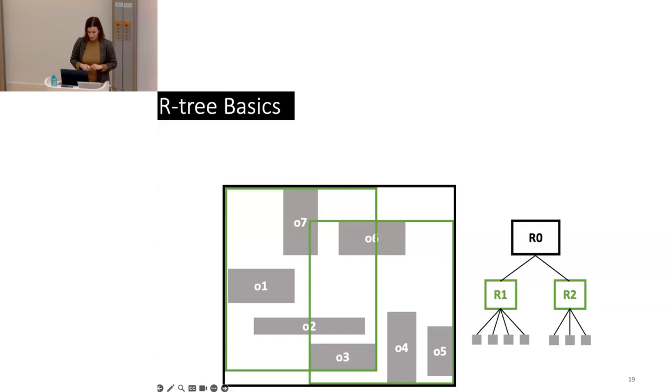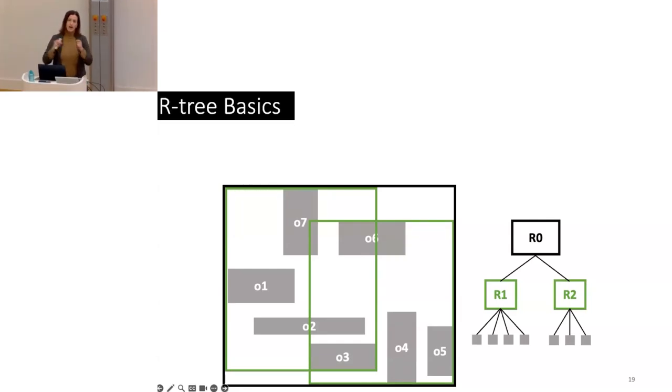Here you can see a very simple example where we have a root node with a black color, R0, which is a big rectangle that encloses all the objects that we have in our data set. Then we have divided these objects into two nodes, R1 and R2, and we represent all the data that each node has with a green minimum bounding rectangle. What you see happening here is that these two nodes, R1 and R2, are overlapping a lot with each other. There is a big overlap region.